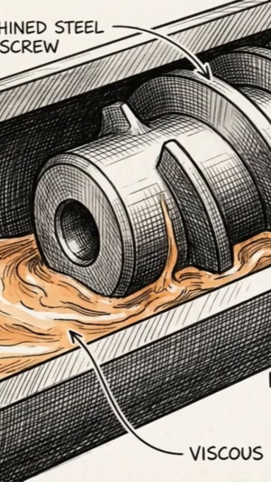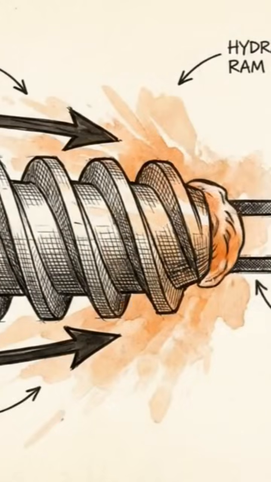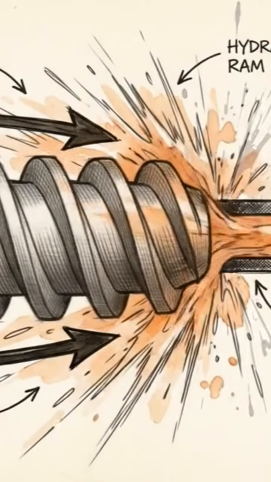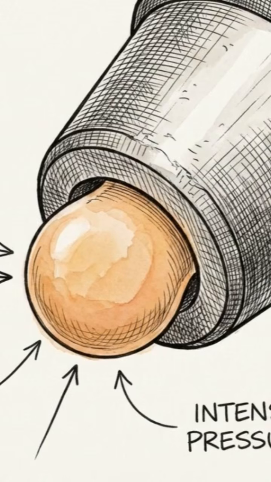Once enough molten plastic gathers at the front of the barrel, the screw stops rotating. It suddenly acts as a massive hydraulic ram, plunging forward and injecting the liquid plastic into the mold with immense force. This first half of the machine exists to build up intense thermal energy and kinetic pressure. It primes the material for the physical transformation that happens next.